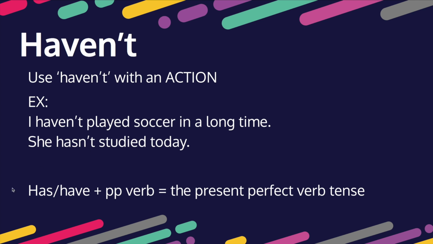Maybe you know that has or have plus a past participle verb is the present perfect verb tense. So when you use haven't or hasn't, you should have an action next, and that verb should be in the past participle form. If you don't know what that is, I made a video about the perfect tenses a few months ago. You should check that out. I'll put a link now.